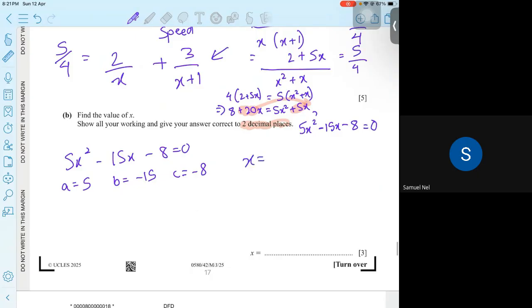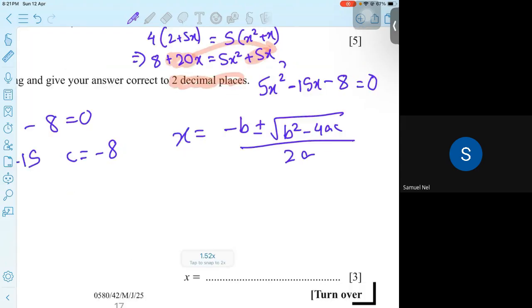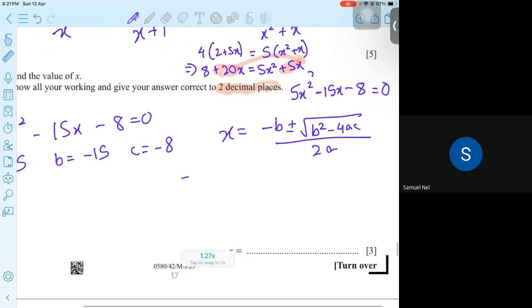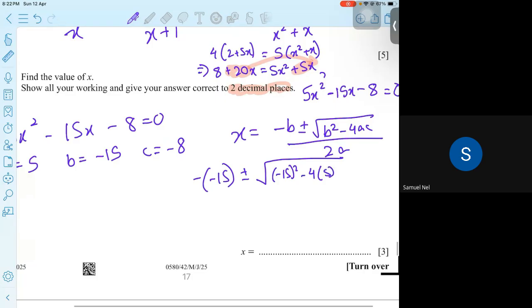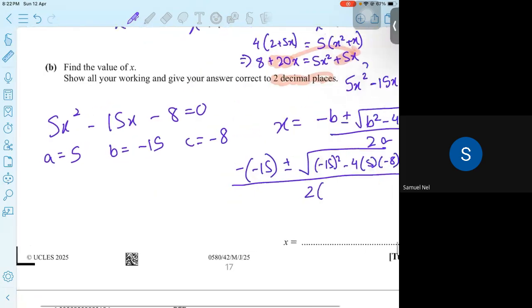It's given in the formula sheet if you want to have a look. But the formula is x equals minus b plus or minus the square root of b squared minus 4ac, all over 2a. Are you all cool with this? So let's plug in the values now. Minus 15 plus or minus the square root of, minus 15 squared, which just becomes positive 15 squared. There's a minus 4, a was 5, c was minus 8, and then all over 2 into 5.